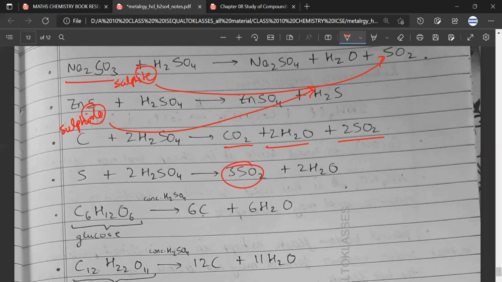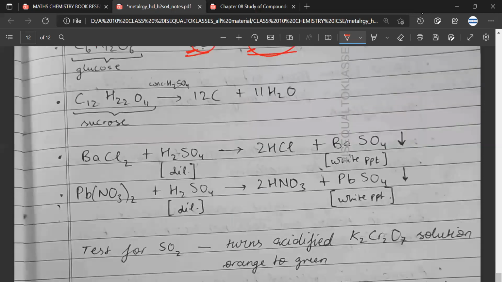Now, C6H12O6 is the formula of glucose, as you may have read in biology, and in the presence of concentrated H2SO4 gives 6C plus 6H2O. Mainly, it results in the formation of carbon and water. This 6 is just a balancing coefficient given to the entire chemical reaction.